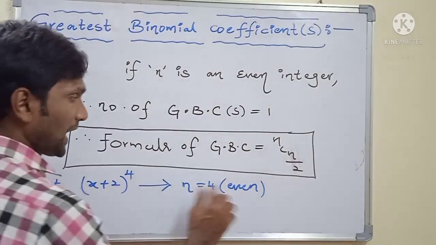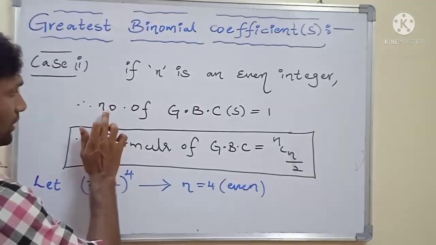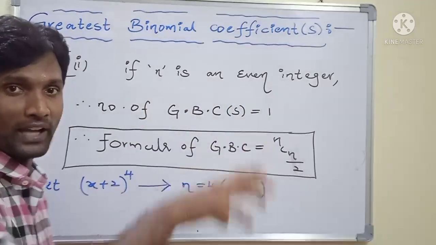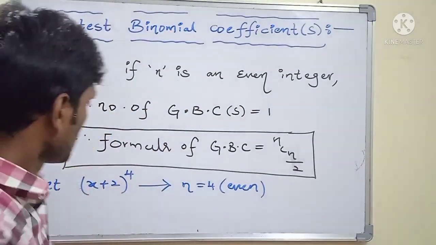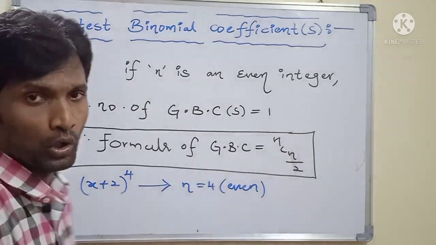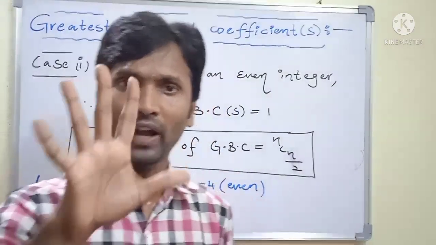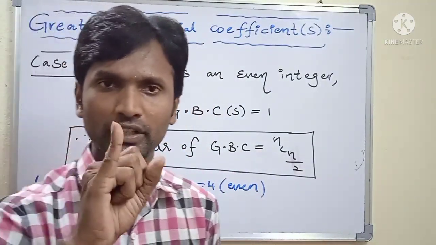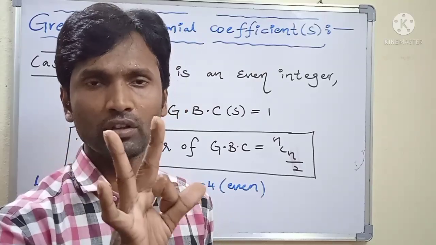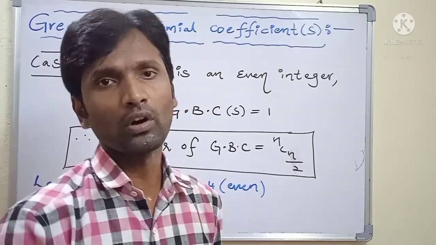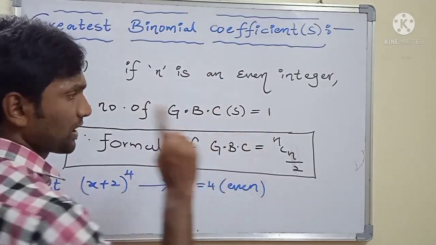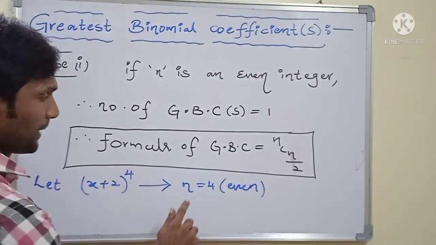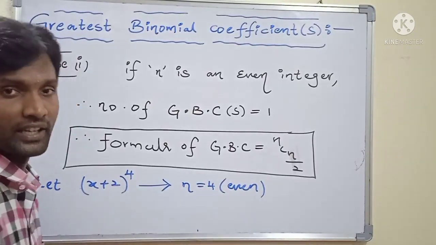In case n is an even integer, the number of greatest binomial coefficients in that expansion equals only 1. In the expansion of (x plus 2) whole to the power 4, we have 5 binomial coefficients: 4C0, 4C1, 4C2, 4C3, 4C4. The number of greatest binomial coefficients equals only 1, because n is an even integer.